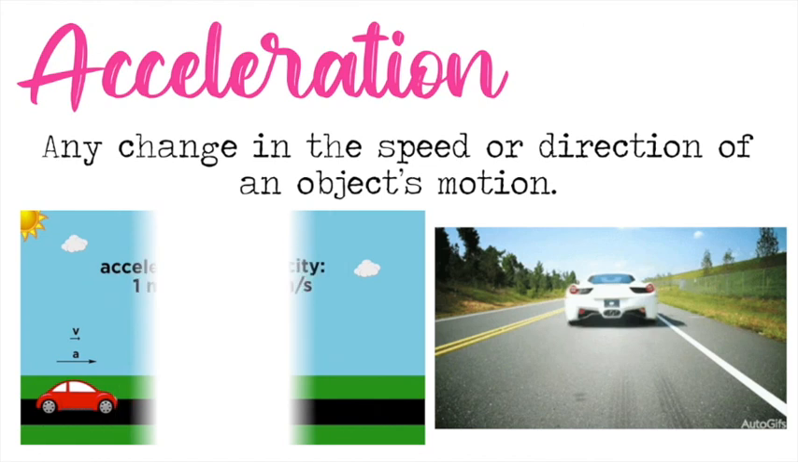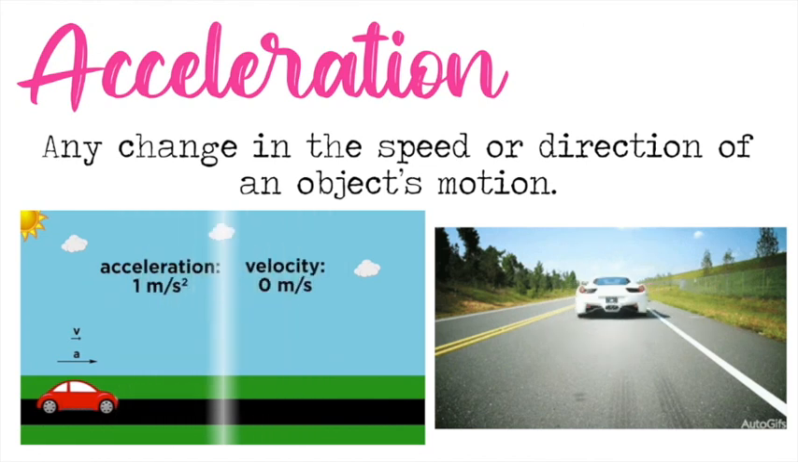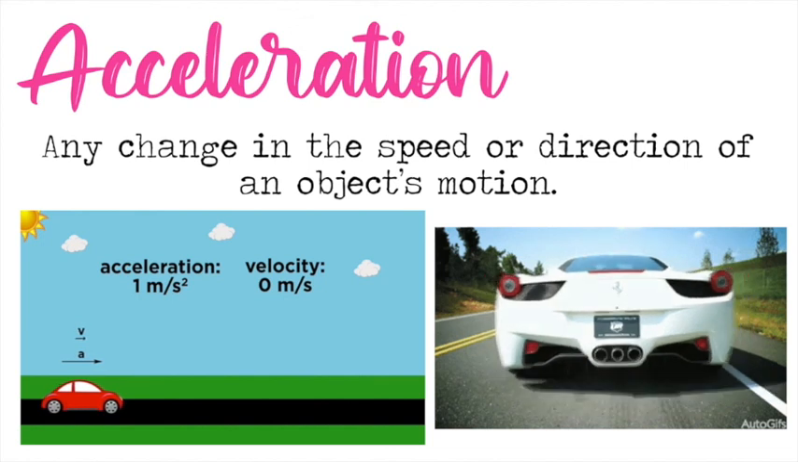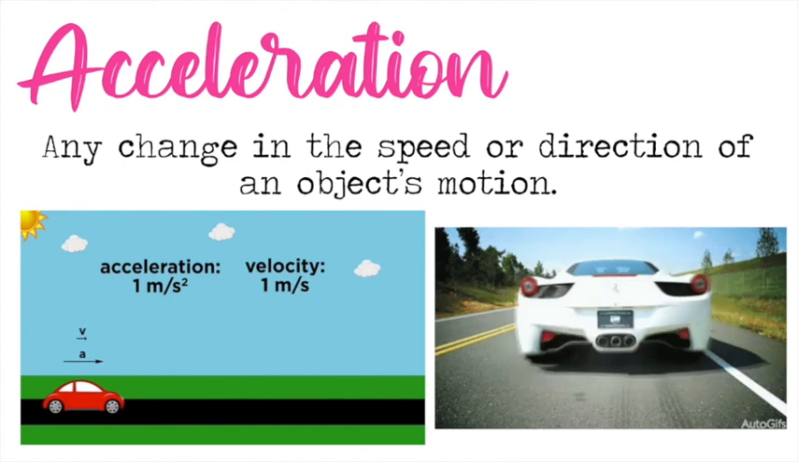Another characteristic in the change of the motion of an object is acceleration. Acceleration is any change in the speed or direction of an object's motion, which means that while an object is in motion, it is going to change its speed and direction.